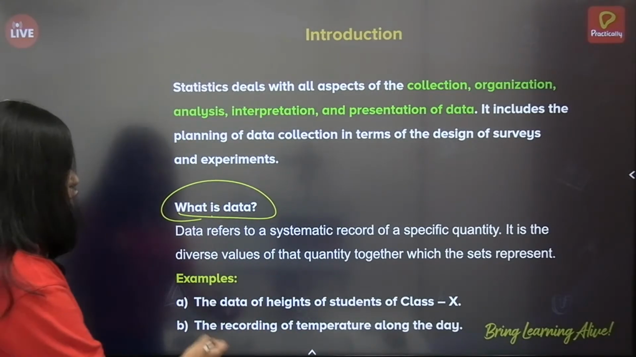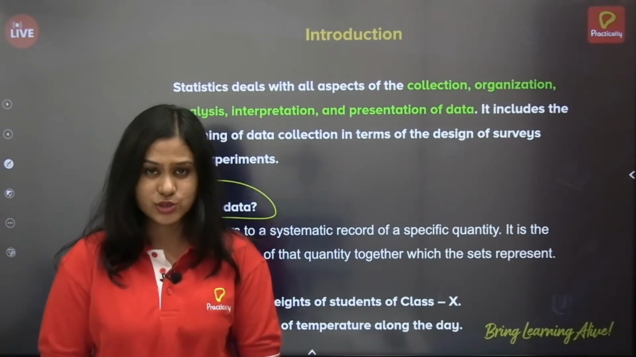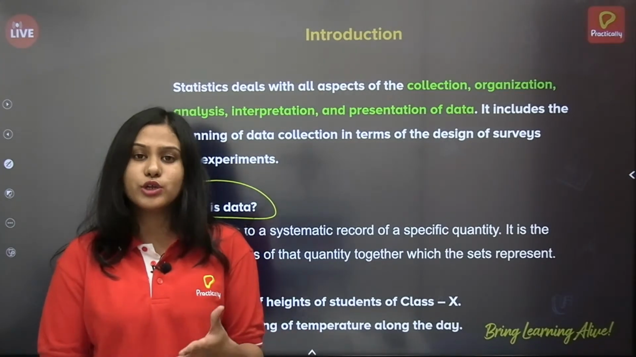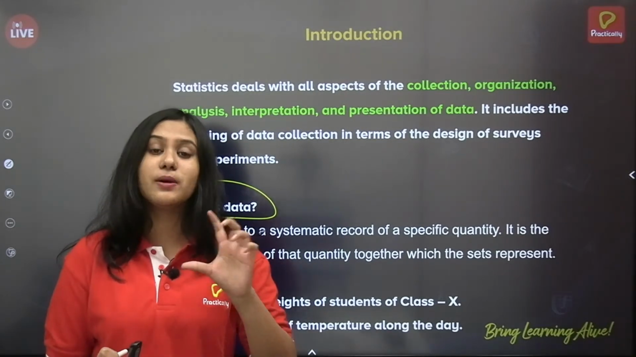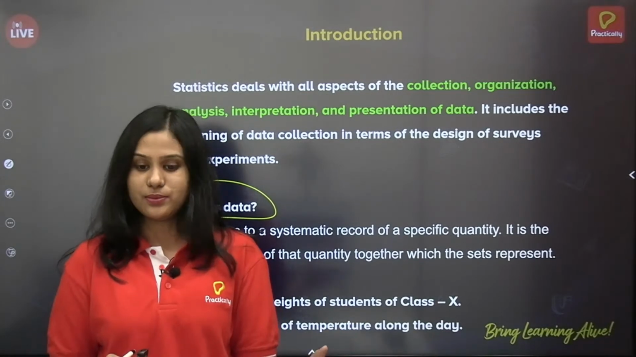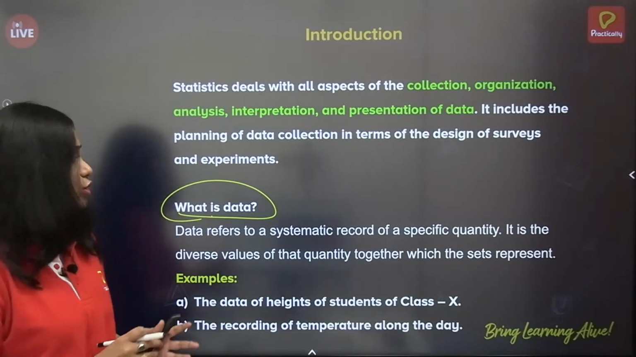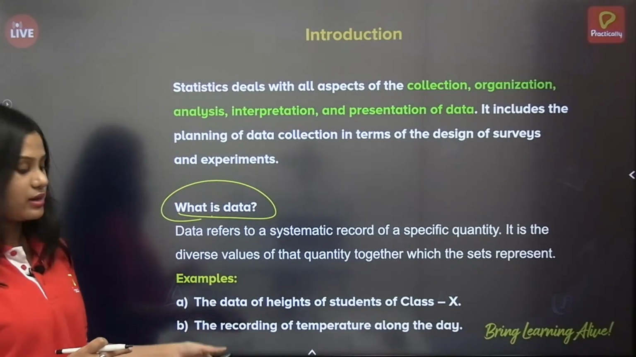Next, the recording of temperature along the day. Along the day, we have different temperatures, right? If someone asks you, what is the average temperature at your place? What would you tell? You would estimate it, correct? That is nothing but calculating the mean temperature or average of the temperatures along the day, right? So this is about the introduction. We know what is statistics, we know what is data, and we've also seen examples of data, correct?